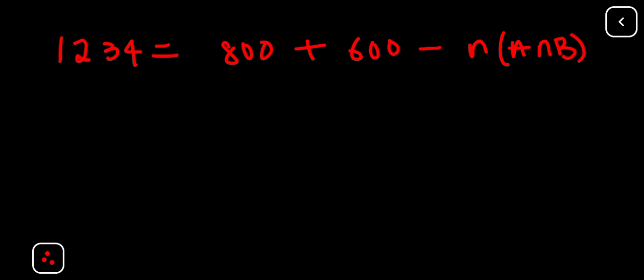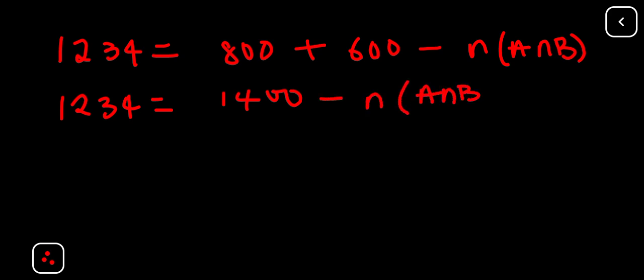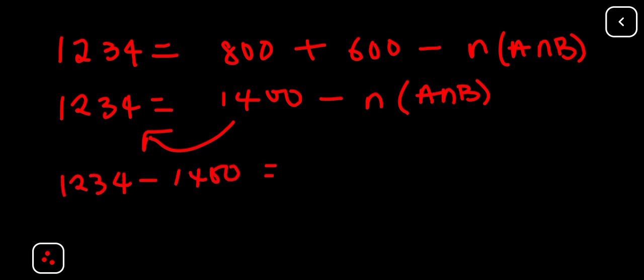All right, so if we solve it normally, we're going to have 1,234 equals 1,400. That is 800 plus 600. So that is minus the intersection. When we bring this to this side, we're going to have 1,234 minus 1,400. You can also bring it the other way around if it could be easier for you that way, but I want to do it this way.